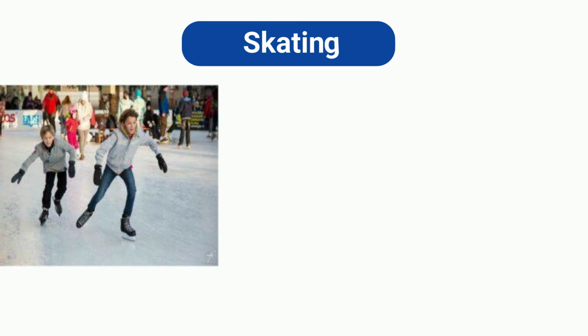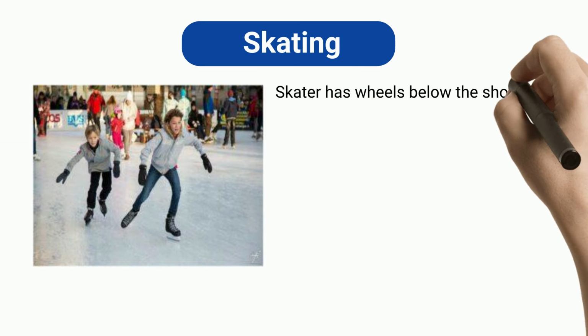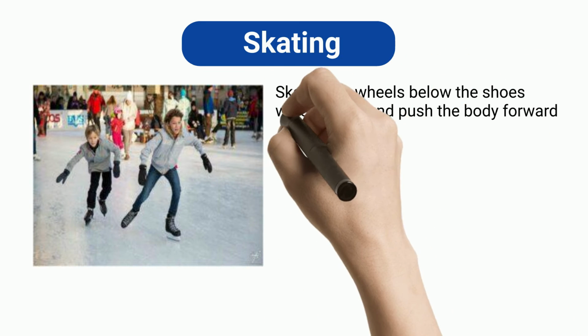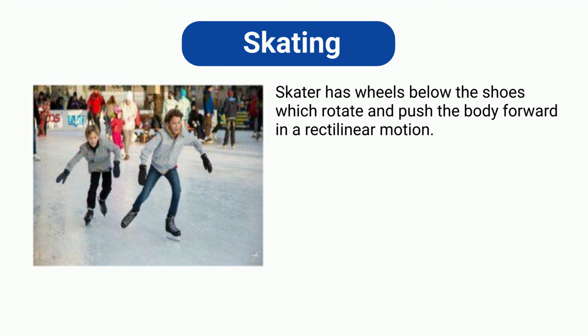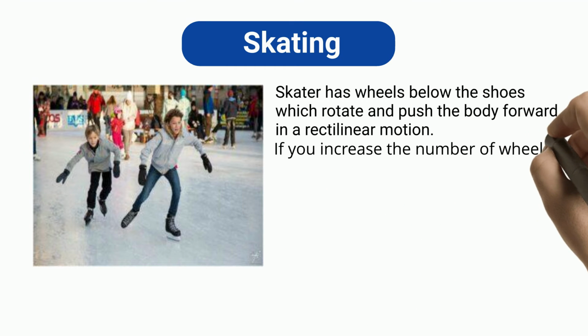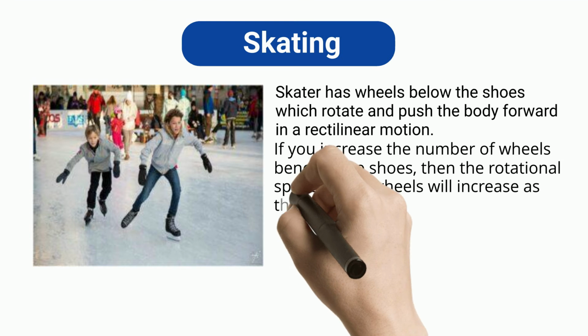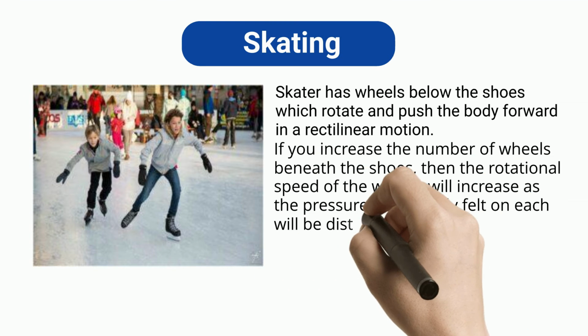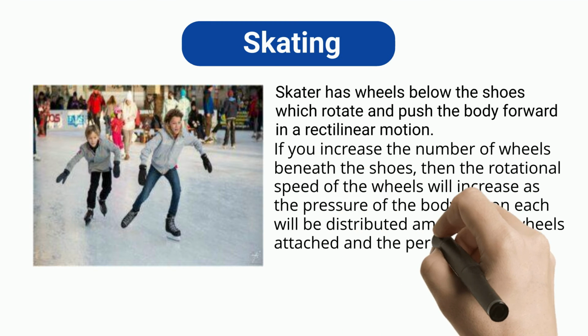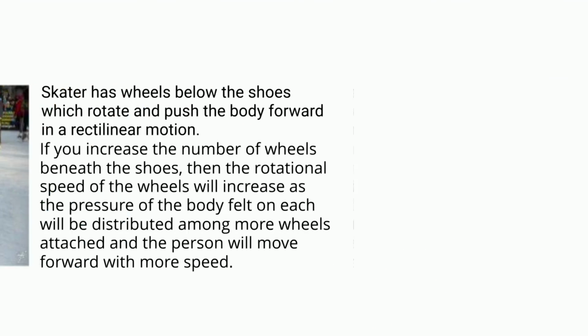Skating. Skater has wheels below the shoes which rotate and push the body forward in a rectilinear motion. If you increase the number of wheels beneath the shoes, then the rotational speed of the wheels will increase as the pressure of the body felt on each will be distributed among more wheels attached, and the person will move forward with more speed.